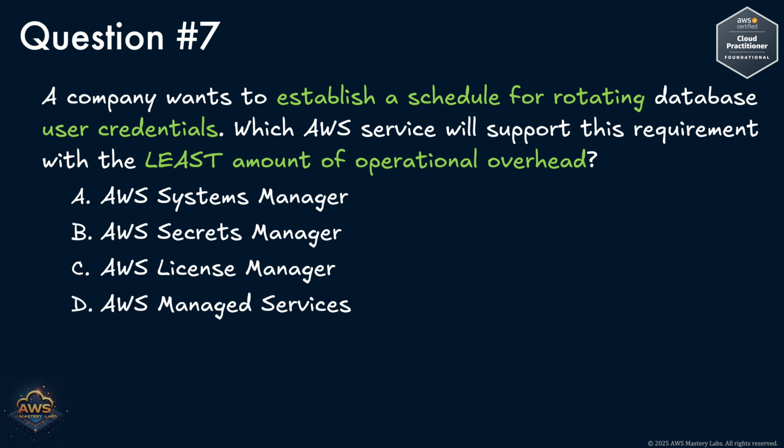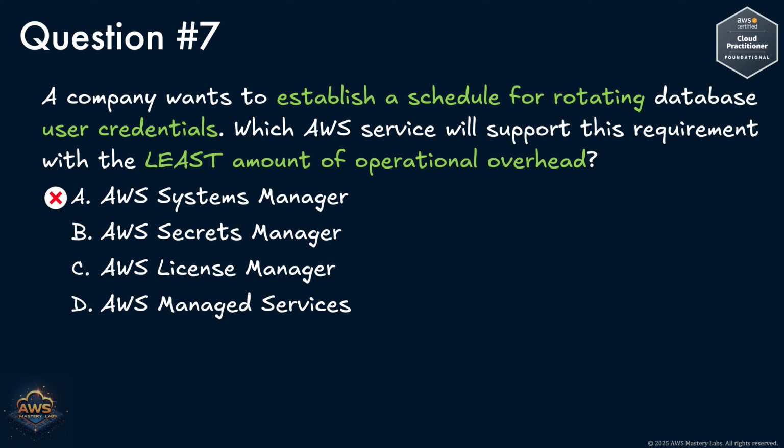The phrase, "establish a schedule for rotating," clearly points to a need for automated rotation of secrets. And "with the least amount of operational overhead" tells us the company is looking to automate and avoid manual scripting, cron jobs, or third-party tooling. So we're looking for a native AWS service that not only stores credentials, but also automatically rotates them without heavy lifting. Option A, AWS Systems Manager.